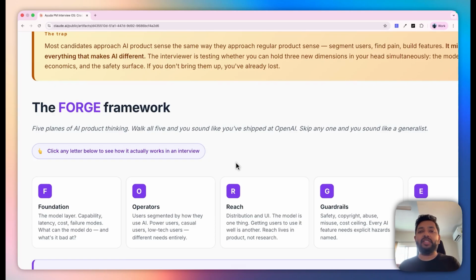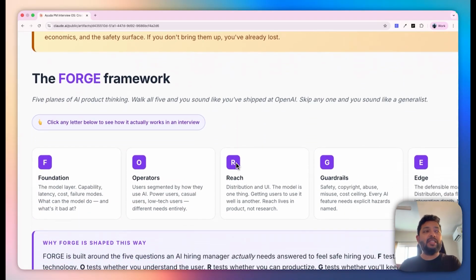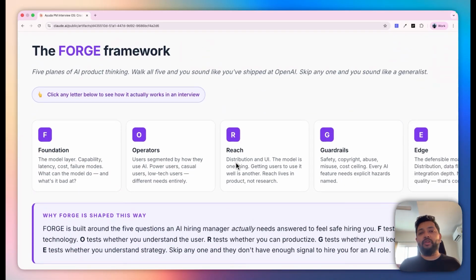And each of these steps is designed to give you the right understanding of what your interviewers are looking for. First, let's see Forge. Now, what does Foundation stand for? Foundation is the model layer, right? This is basically talking about the capability of the model, the latency, the cost associated, the failure modes required. What basically can your model do and what is it bad at, right?